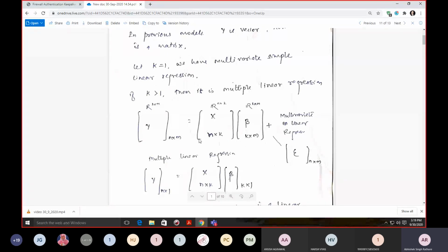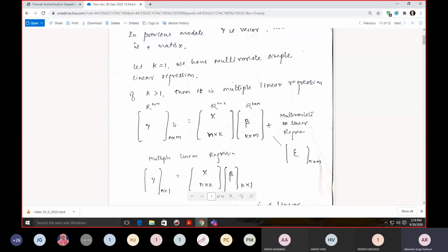Again, this is of the same dimension as Y, so this is again an n cross m matrix. Why is it so? This is n cross k into k cross m, which gives an n cross m matrix, plus an n cross m matrix, which gives you another n cross m matrix.